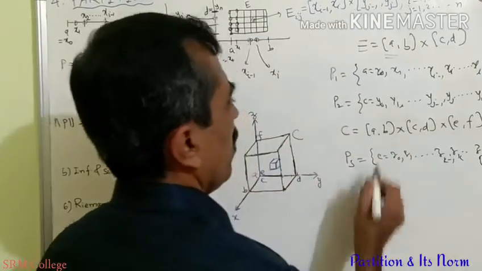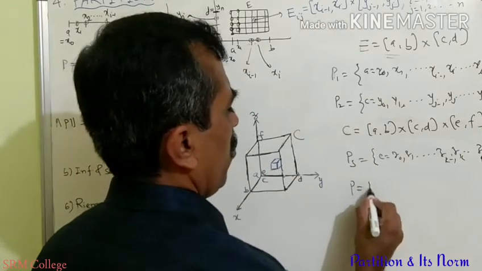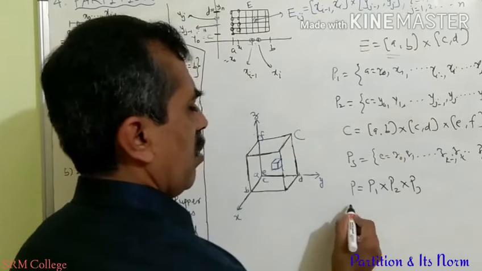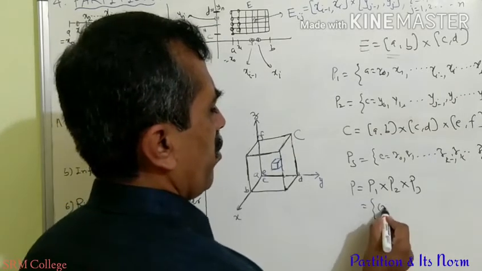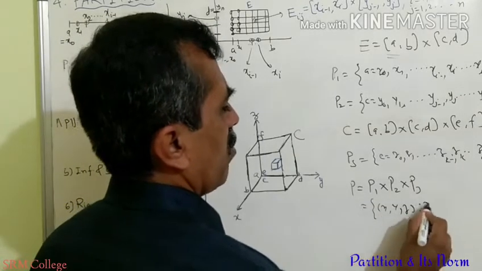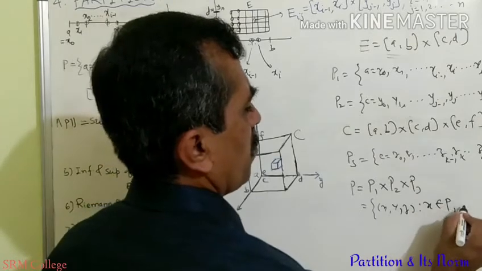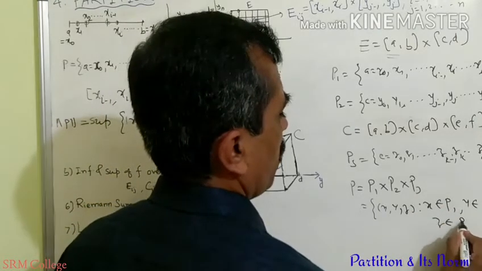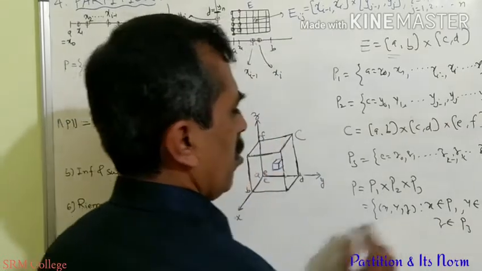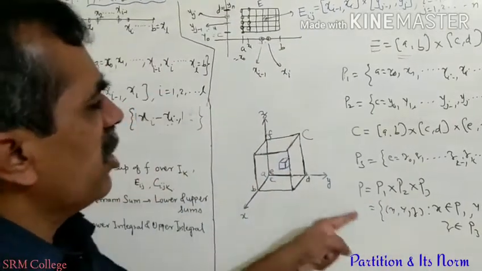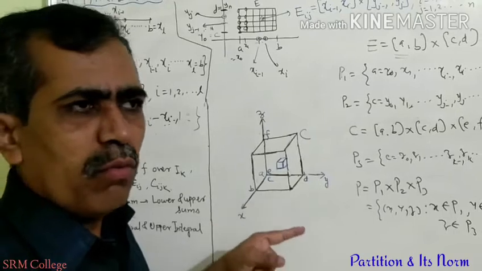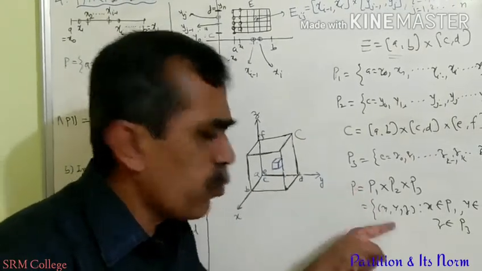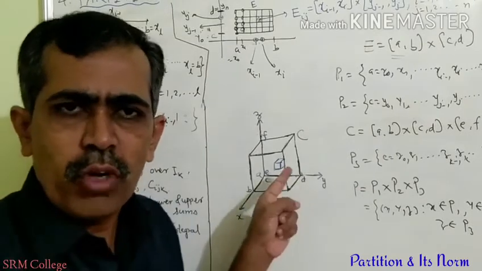Okay, then as I have told you, P1 cross P2 cross P3 is the set of all points (x, y, z) such that x belongs to P1, y belongs to P2, and z belongs to P3. Such a collection is a partition of the cuboid. Now, how will the points from this set divide the cuboid?